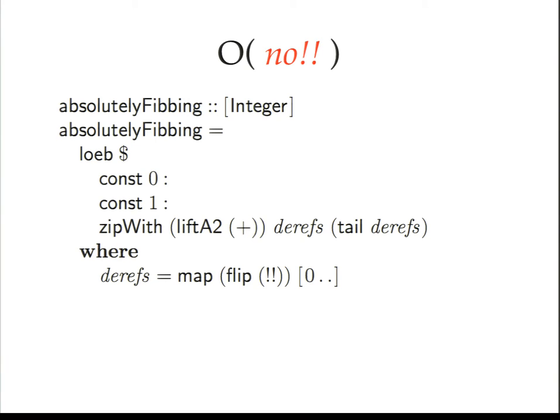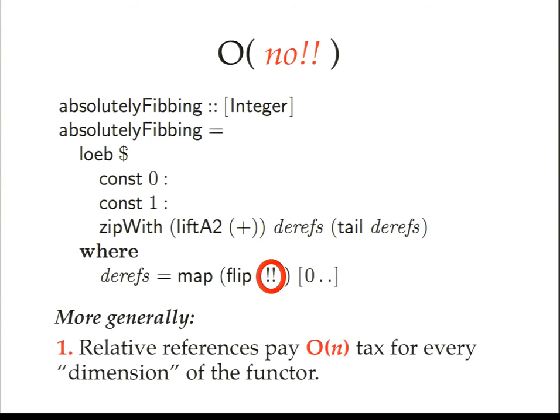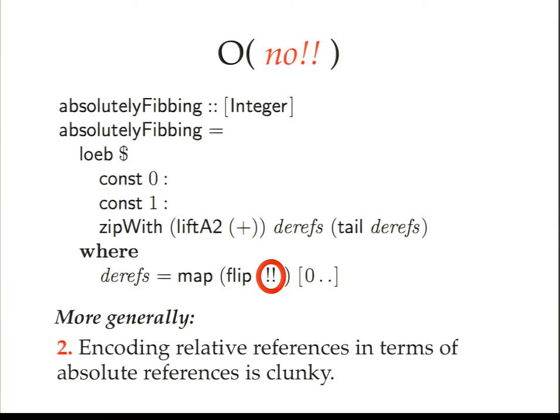And the problem is what Richard Bird calls the disease of indexitis. And some symptoms of indexitis include acute asymptotic inefficiency. So right here, we have to use this dereferencing operator, which costs us a factor of O of n. And in fact, in general, relative references within this framework must pay an extra O of n tax for every dimension of the functor that they're in. So also, this syntax isn't that great. Like, why do we have to go through this encoding?